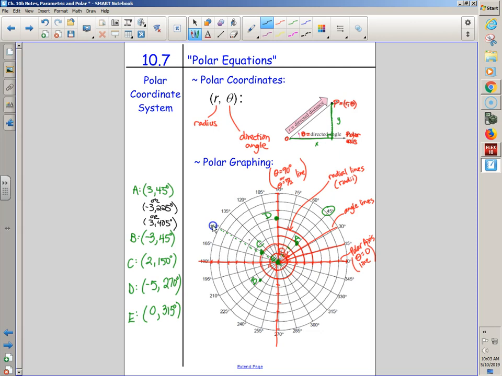Co-terminal angles. How many co-terminal angles are there? So how many ways can you describe one position on a polar graph?